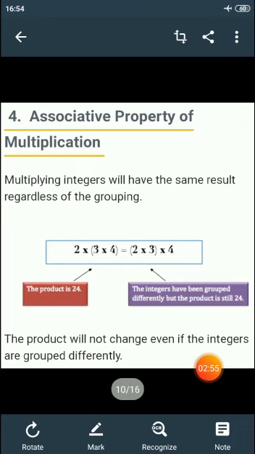Associative property of multiplication. Multiplying integers will have the same result regardless of the grouping. 2 multiply (3 multiply 4) is equal to (2 multiply 3) multiply 4. The product is 24. The integers have been grouped differently but the product is still 24.